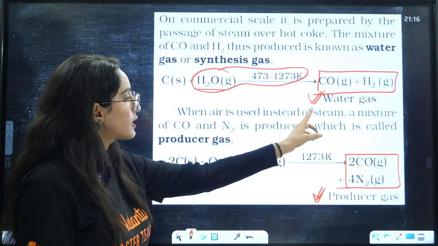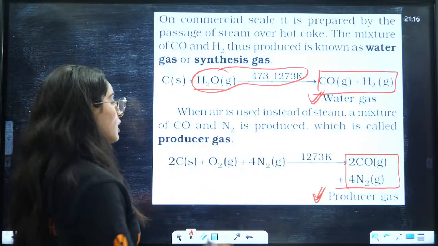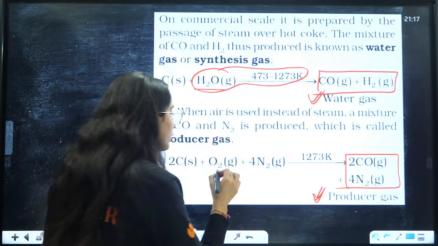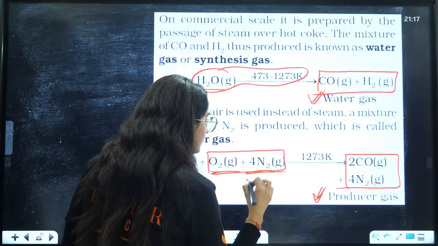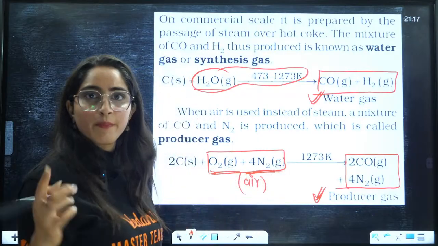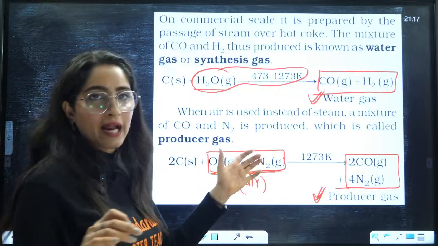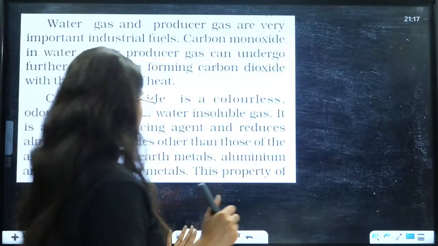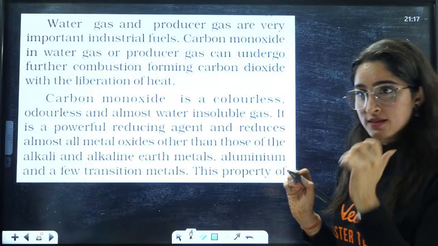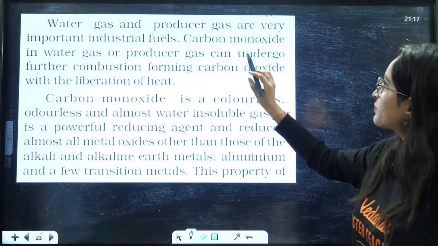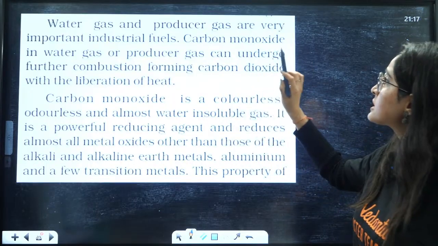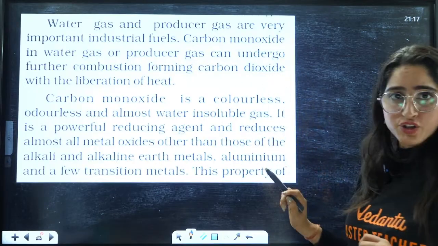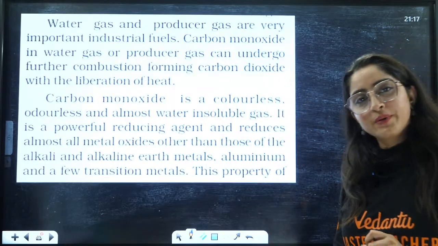When air is used instead of steam, if you use direct steam, that is water and heat, then you will get water gas. If you use oxygen and nitrogen that is present in the air, because in the air the maximum abundance is of oxygen and nitrogen, then you will get the formation of producer gas, that is carbon monoxide and nitrogen, right? Okay, guys. Next, water gas and producer gas are very important industrial fuels. Carbon monoxide and water gas or producer gas can undergo further combustion, forming carbon dioxide with the liberation of heat.